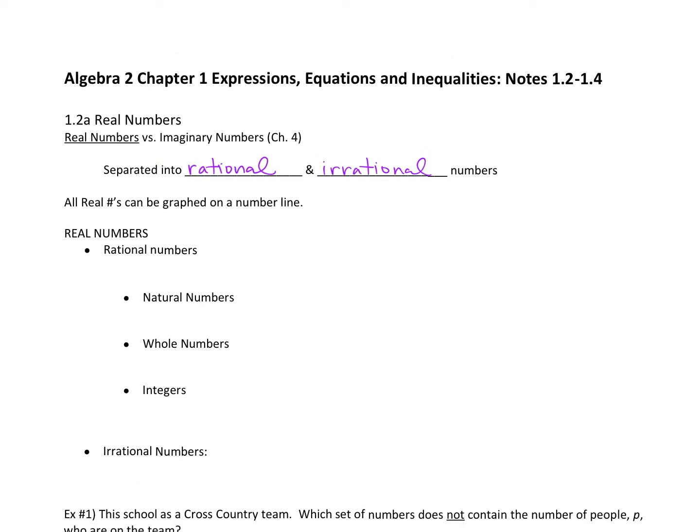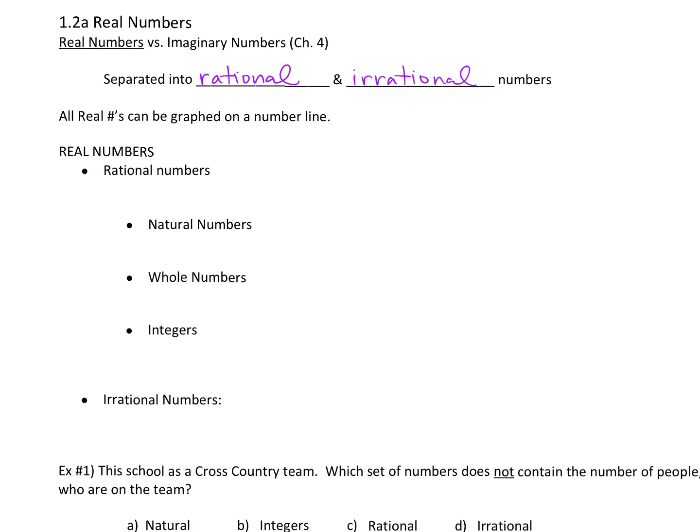So one thing to note, if it's a real number, it can be plotted on a number line. So if you're ever like, is that a real number? Is pi a real number? I can put 3.1415 and so on on a number line, right?